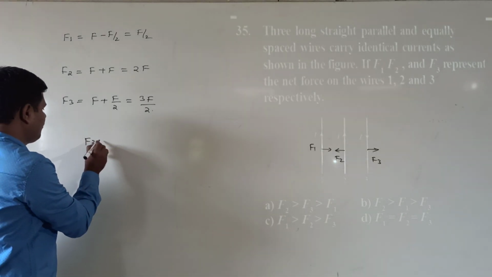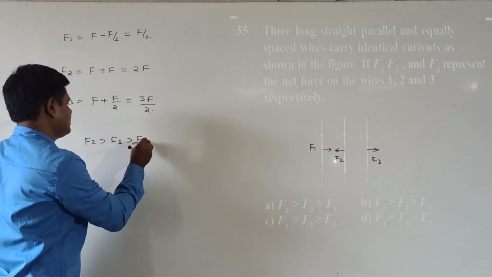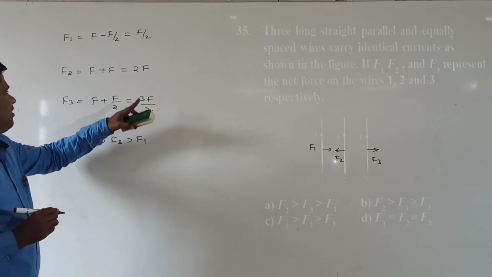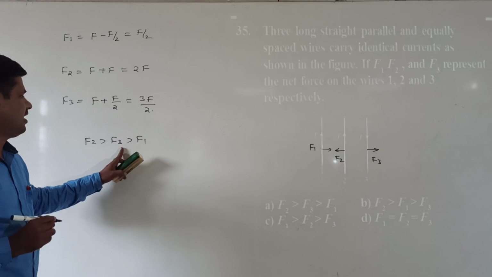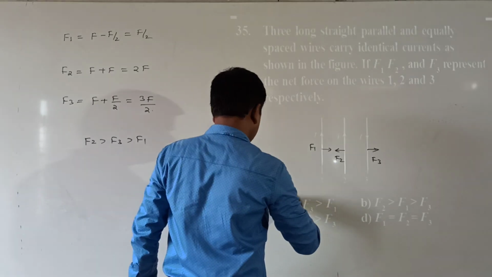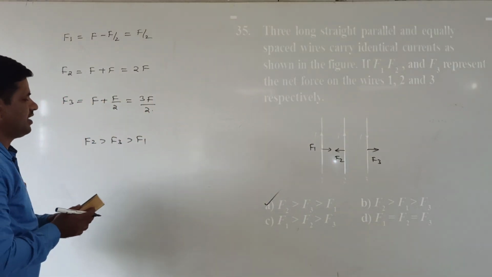So we are getting F2 greater than F3 greater than F1. F2 is the largest, next F3, next F1. So F2 greater than F3 greater than F1. Which option is correct here? Option A is correct.